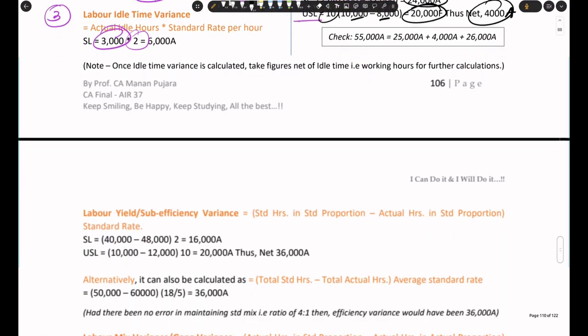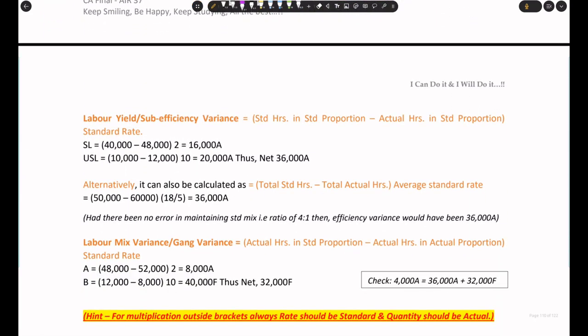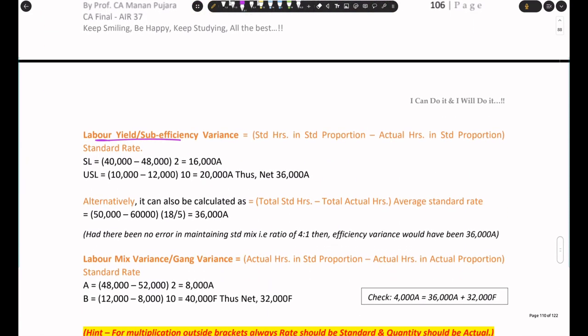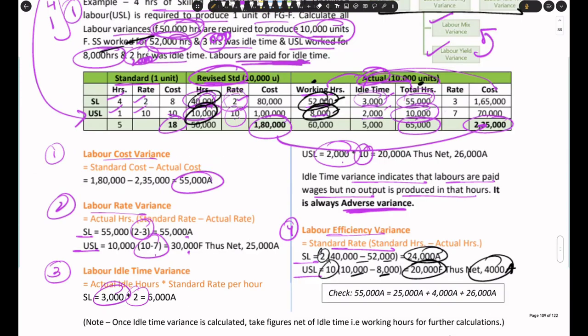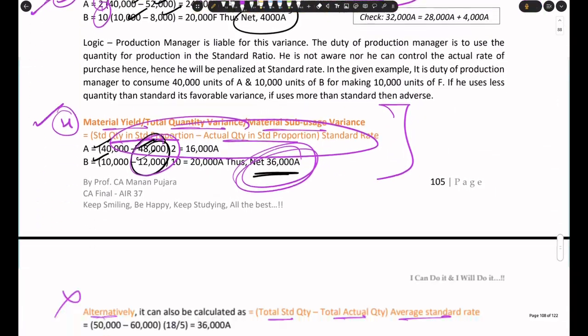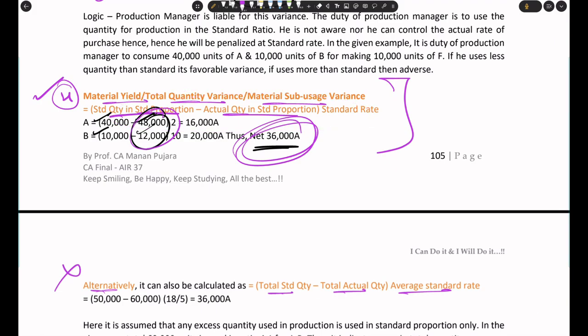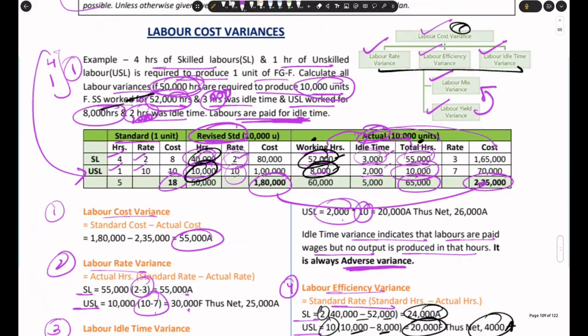Then next is the labor yield variance. So labor yield variance is the fifth variance. Standard hours in standard proportion minus actual hours in standard proportion, into standard rate. It is similar to the material yield variance. Let me just show you again. Similar to this material yield variance: standard rate multiplied by standard quantity in standard proportion minus actual quantity in standard proportion.